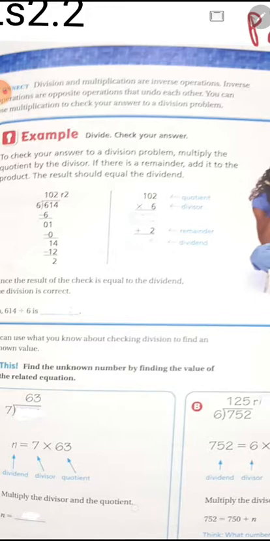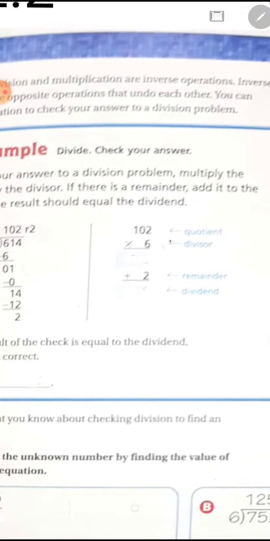I will multiply the divisor with the quotient. 6 multiplied by 2 equals 12. So I put 2 here and 1 above the tens. 6 multiplied by 0 equals 0. Plus 1 equals 1. So it will be 1. Now 6 multiplied by 1 equals 6. So the answer for this multiplication is 612.